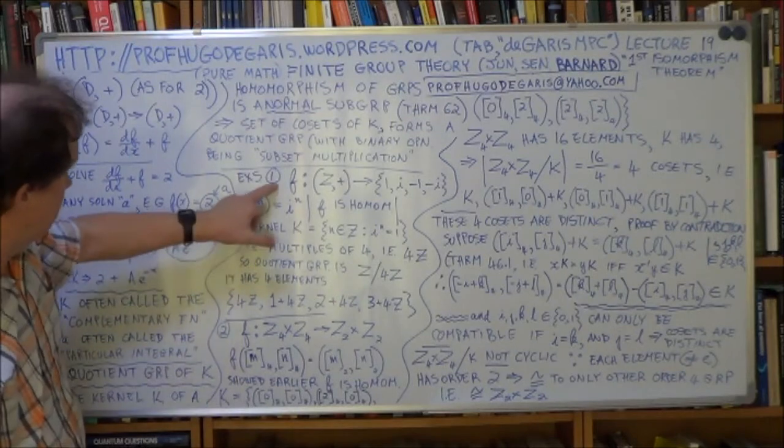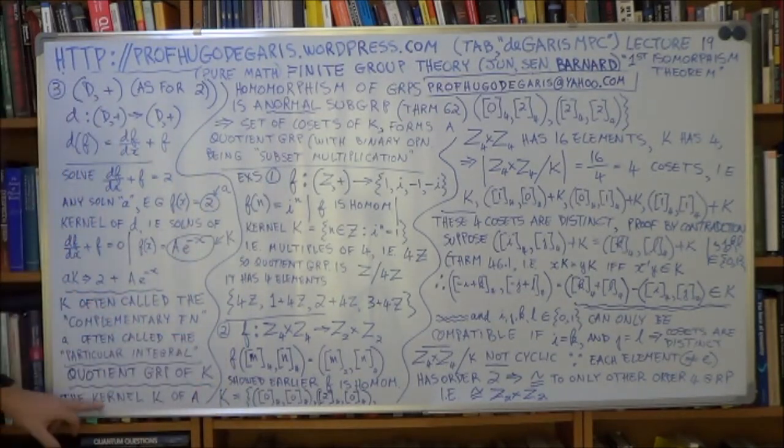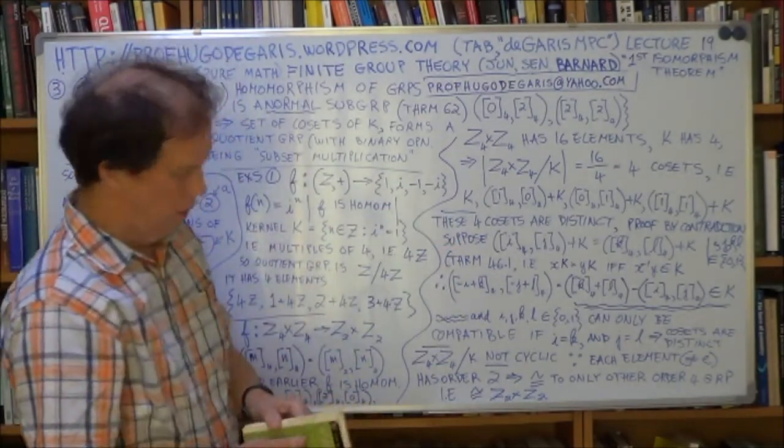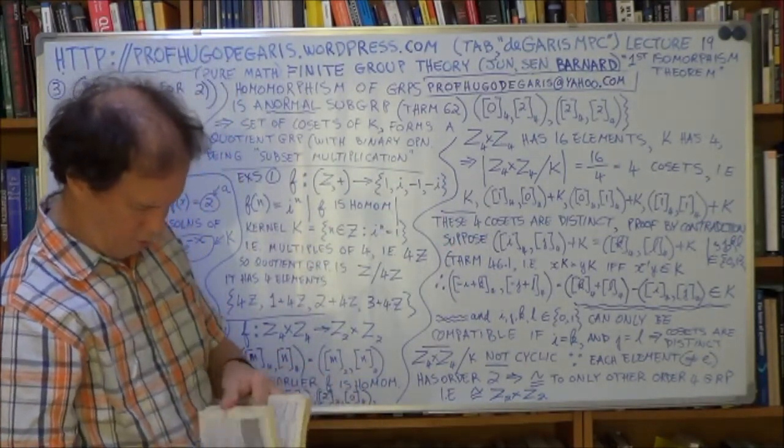Now, let's see. We do example 1 and 2 of the quotient group of the kernel. So there's two examples. Was there a third? Hold on, let me just check.